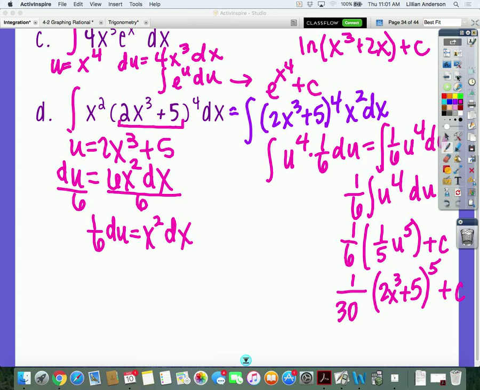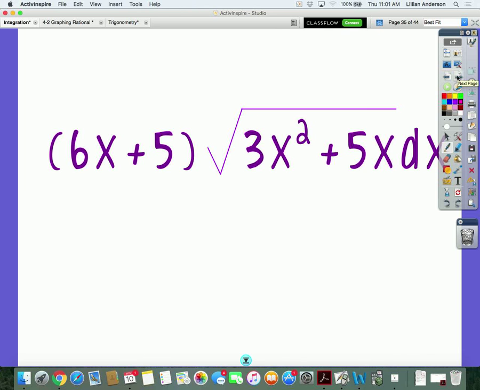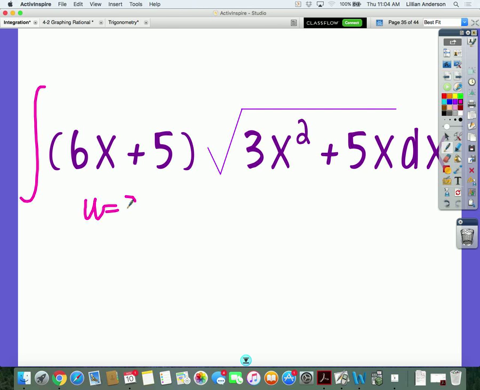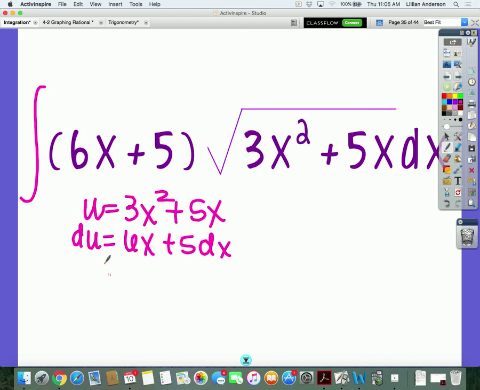So, on our whiteboards, let's practice this one. What'd you make u? 3x squared plus 5x. It's underneath the square root, so why not? What's the derivative of that? 6x plus 5. Which is straight up the outside. So when you go to plug back in, it will be the square root of u du.